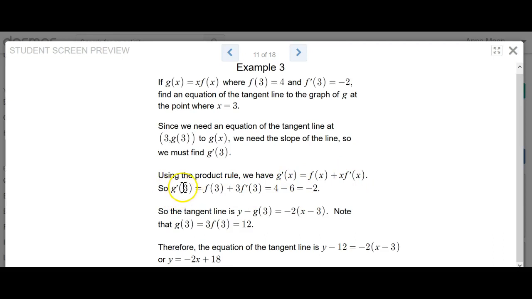So g prime of 3 is going to give us the slope of the tangent line at 3, so we can evaluate this. And we were given what f of 3 and f prime of 3 were, and that evaluates to minus 2. So we know that our tangent line has slope minus 2. And then we simply put in the other points. So this is the slope point form of a line, and this is the slope intercept form.